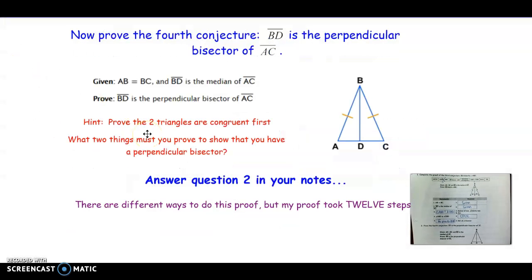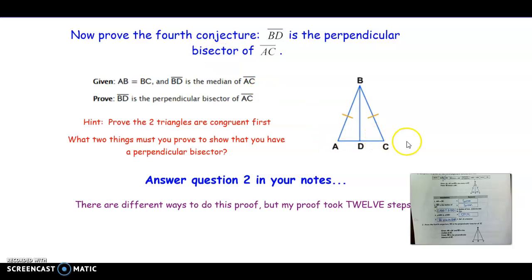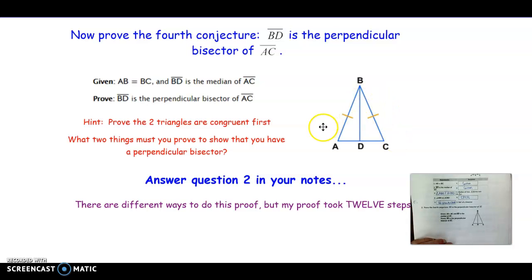All right, so now we're going to look at that 4th conjecture, and that is proving that segment BD is in fact the perpendicular bisector of segment AC. So we are given a couple of things in this one as well. We are given that AB equals BC. That's what makes this an isosceles triangle. So make sure you put tick marks on AB and BC. You're always marking your figure with the given information.